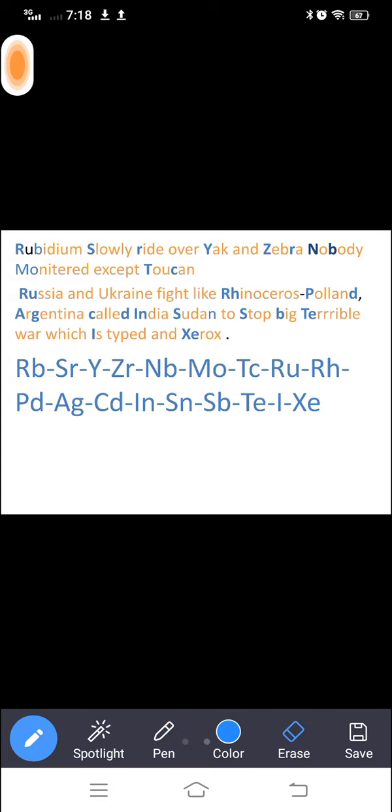Now we see the elements which are highlighted. Rb rubidium, Sr strontium, Y yttrium, Zr zirconium, Nb niobium, Mo molybdenum, Tc technetium, then Ru ruthenium, Rh rhodium, Pd palladium, Ag silver, then Cd cadmium, In indium, Sn tin, Sb antimony, Te tellurium, I iodine, Xe xenon.